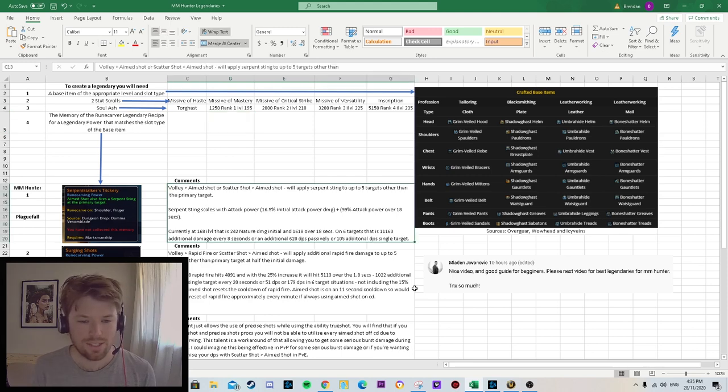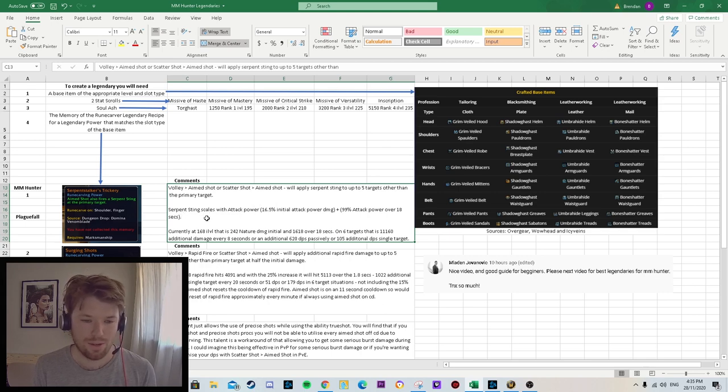So our rotation in particular, we're trying to get trick shots, which means using volley or scatter shot, and then using our aimed shot or our rapid fire. This one's going to be effective when you're using your aimed shot with that volley or scatter shot, because it's going to apply the serpent sting to up to five targets other than the primary target.